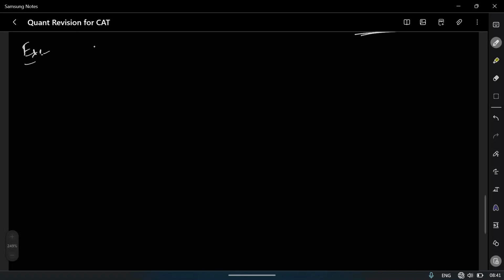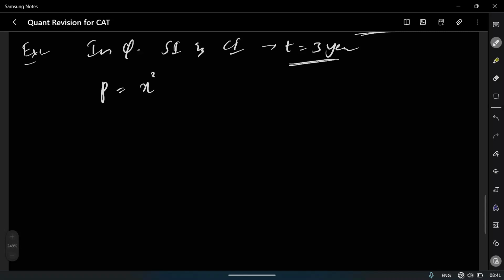Suppose in the question they are talking about simple interest and compound interest, and it is given that the time period equals 3 years, then take principal as x cube and rate equals 1 by x. So I will give an example. When principal is x cube and rate of interest is 1 by x, for the first year the simple interest will be x square and the compound interest will also be equal to x square.